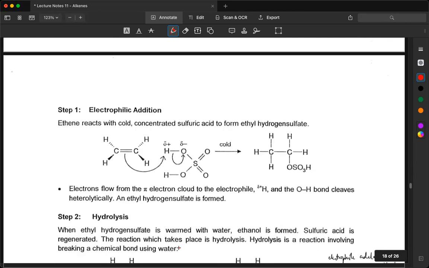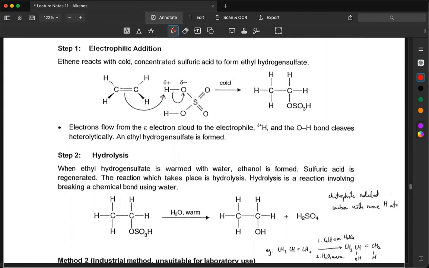Now, this is also electrophilic addition. So what happens is that the ethene will react first with the cold concentrated sulfuric acid to form ethyl hydrogen sulfate. So you will form this one, OSO3H. So it's here. So the electrons flow from the pi electron cloud to the electrophile H here, partial positive H. And as a result, the OH bond is cleaved heterolytically. And then you form this one. That is the first step.